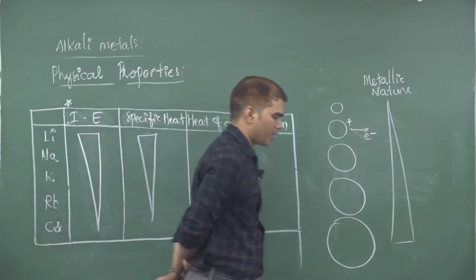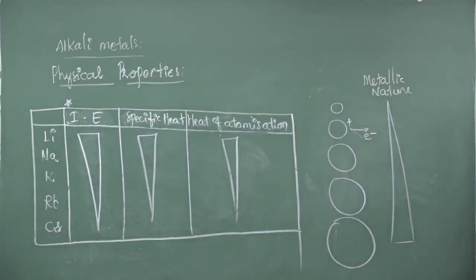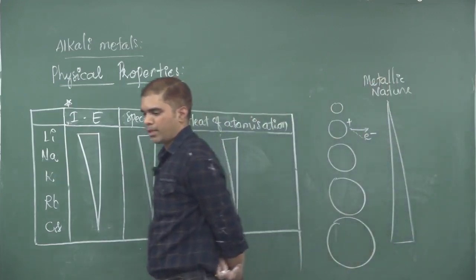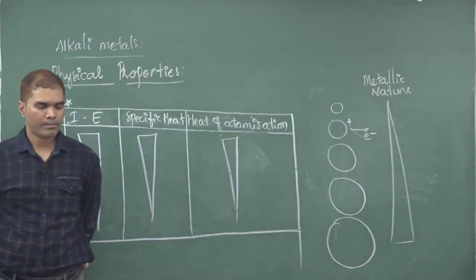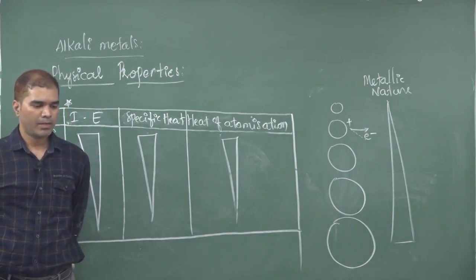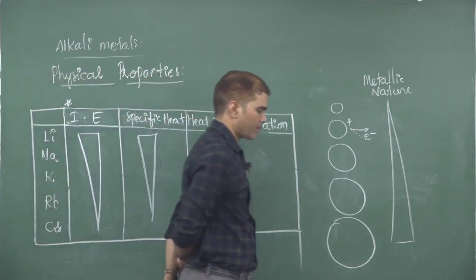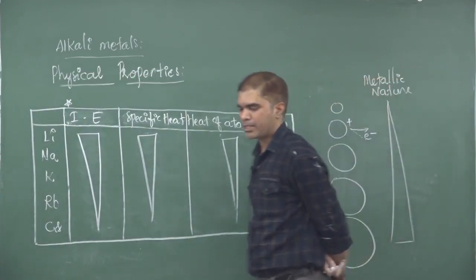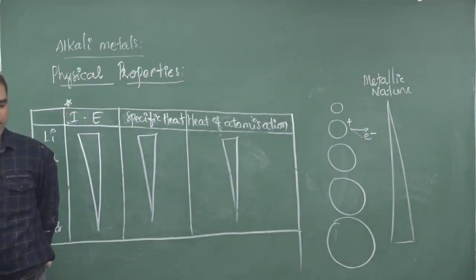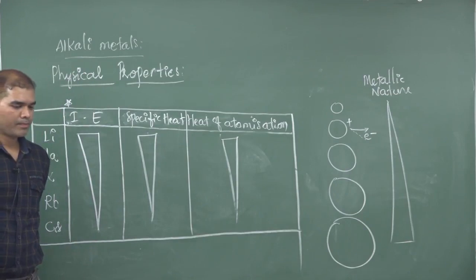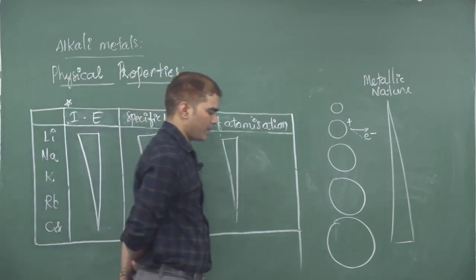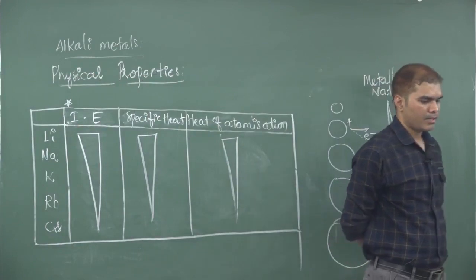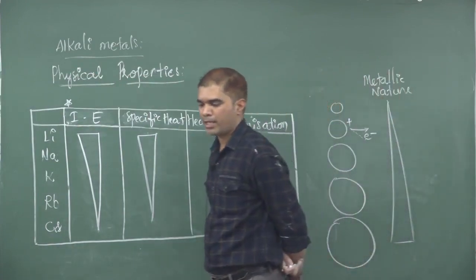Down the group, as the size increases, ionization energy or ionization enthalpy decreases. Next, metallic nature increases.